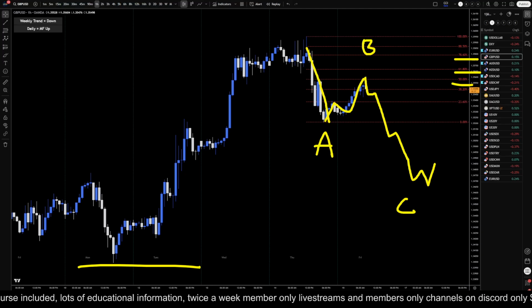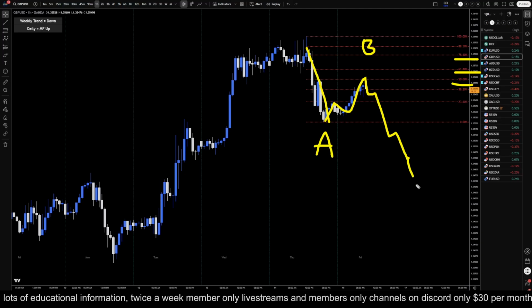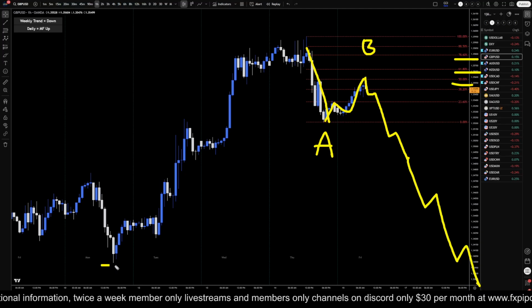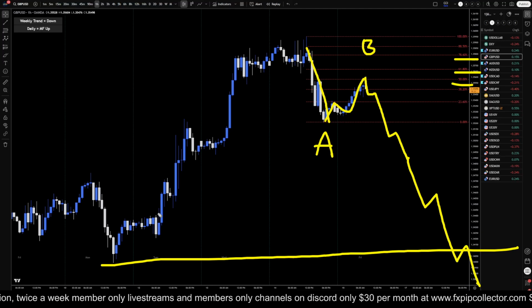Or if it really is not an ABC, but it's a 1, 2, 3, it would just be very impulsive and it would go down and take out this structure down here, proving that the 4-hour and daily time frame is back down.